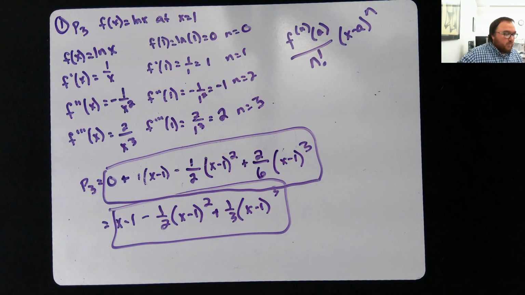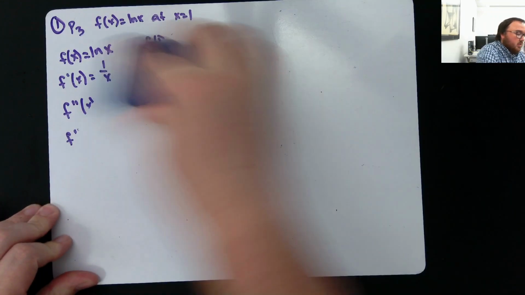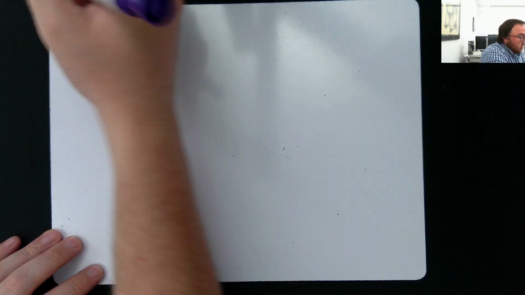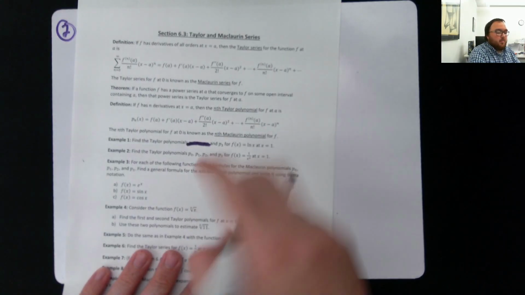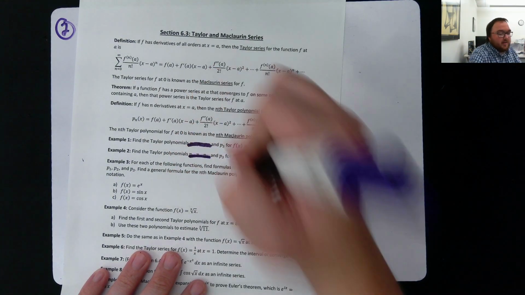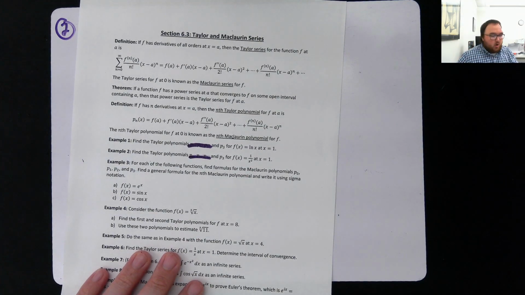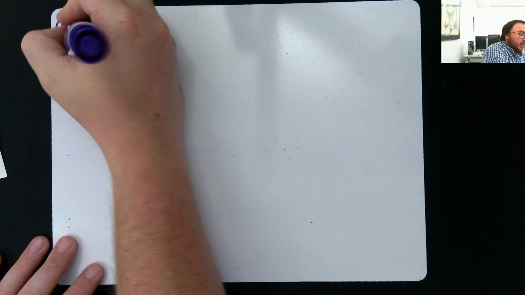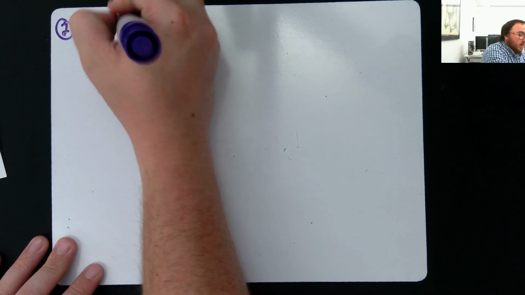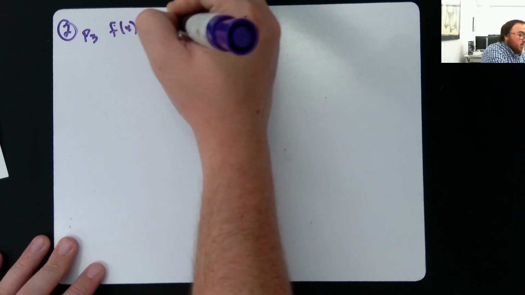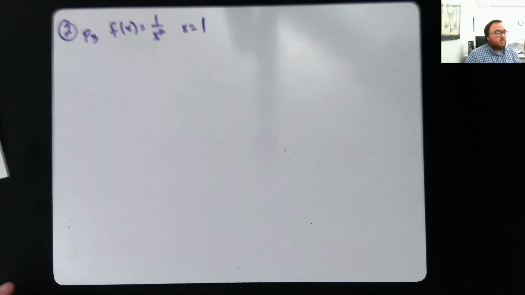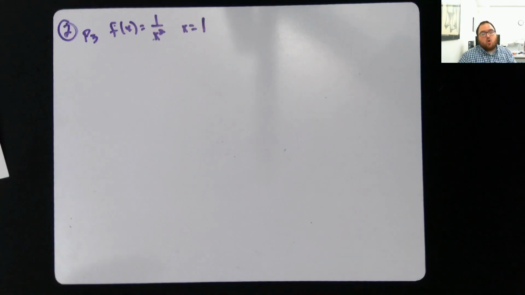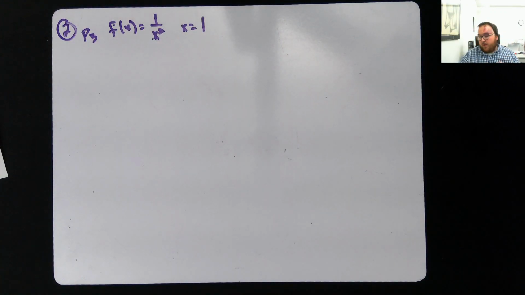Example number 2 is looking for the same thing. It's asking, again, it says P0, P1, P2, P3. Just do P3 because the rest of them are a part of it. So we're looking for P3 for the function f of x equals 1 over x squared at x equal to 1. So P3 means I want to go all the way to f triple prime.